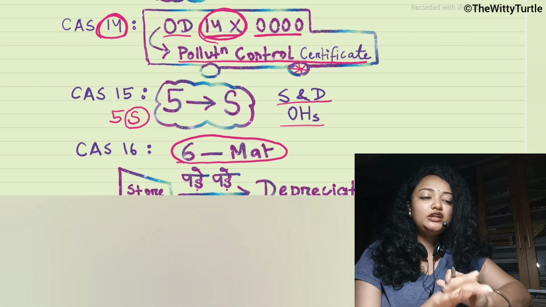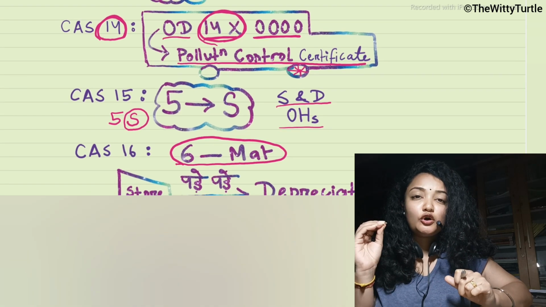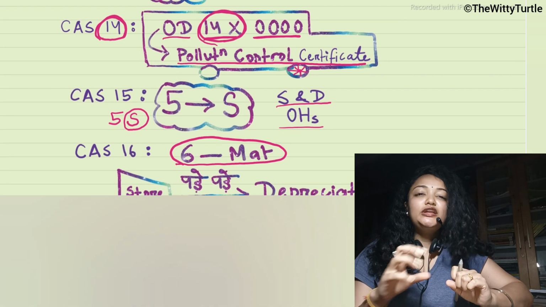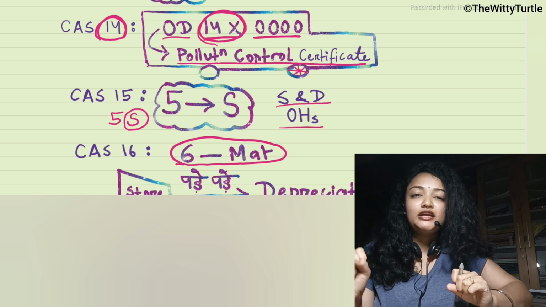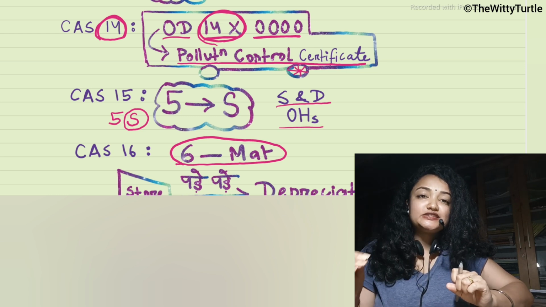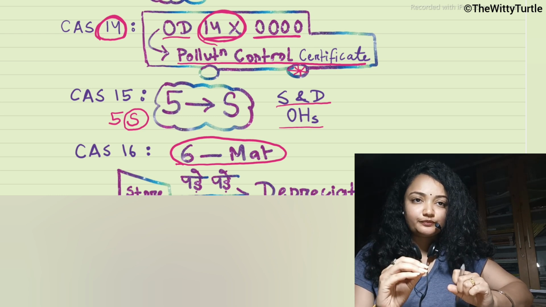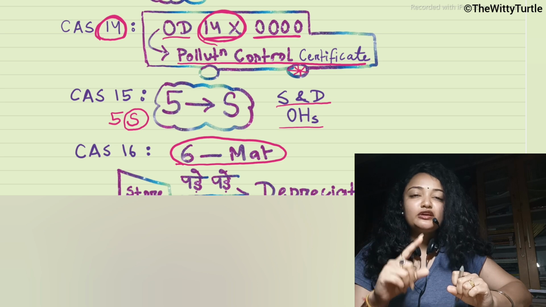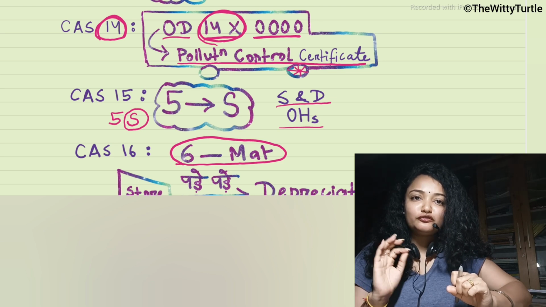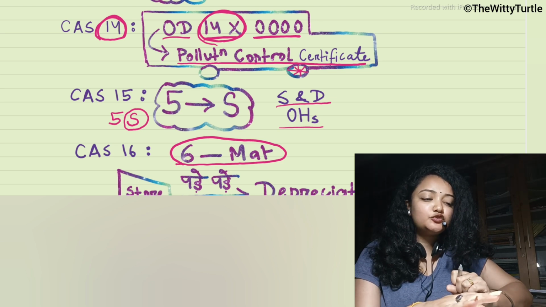Then we have CAS 14, the most interesting one, which is हमारे गाड़ी का नंबर क्या था? And we need pollution control certificate to run the vehicle. So we have CAS 14 as pollution control cost. Then we have CAS 15, 5 and S. Both look very similar. So that is selling and distribution overhead.